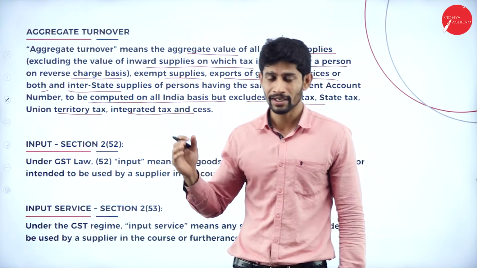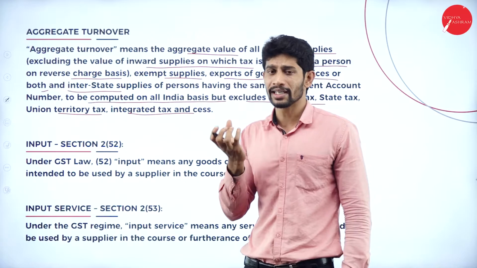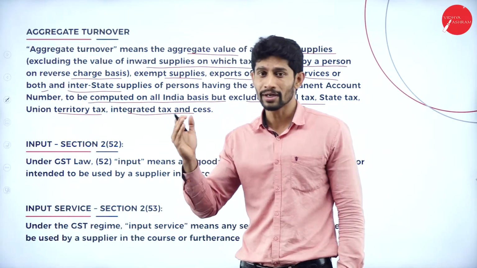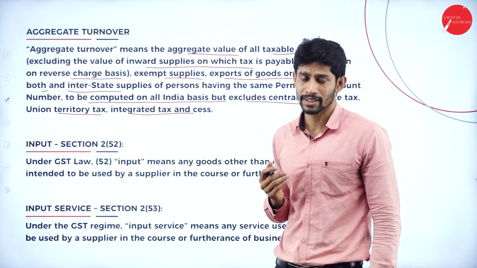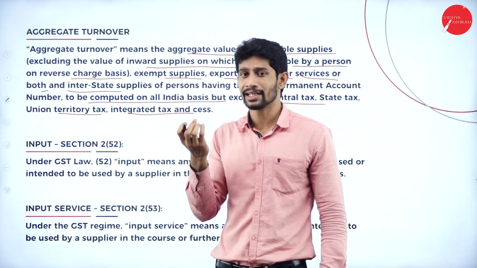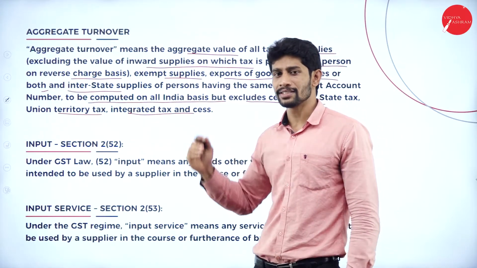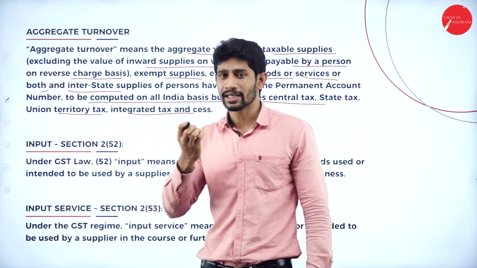Okay, for 1 year. So what is the total sales happened for 1 year? That is called the aggregate turnover, and the total sales will not include the purchases. If you are purchasing anything into your business, you are not supposed to consider that. If you are selling the products, then that comes under aggregate turnover. And if you are paying any CGST, SGST, IGST and UTGST, that will also not come under this aggregate turnover.